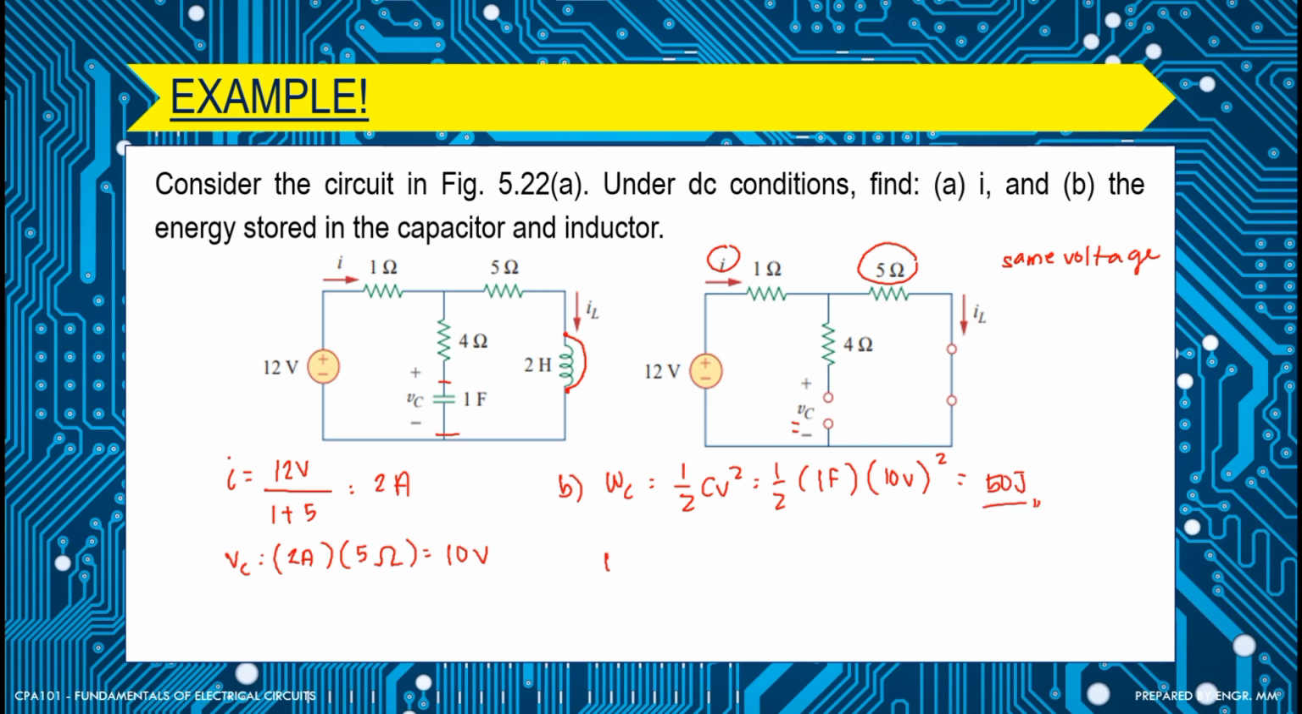Now for w_L, that is 1/2 L i squared. That is equal to 1/2, our inductance is 2 Henry, current is 2 amperes, squared. So it is equal to 4 joules.